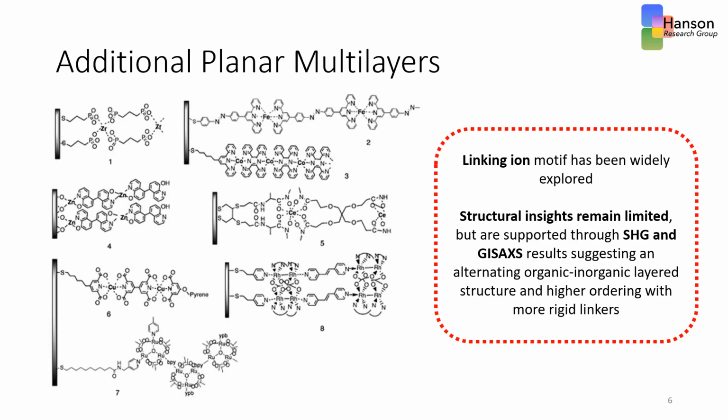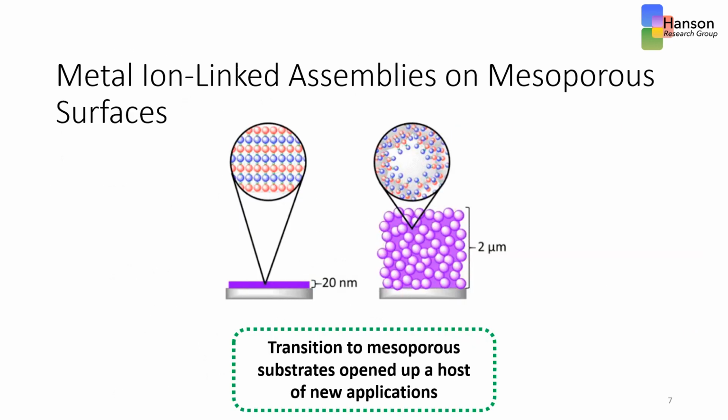Further ion-linked bilayer studies focused on varying the ion identity and manipulating photoactive properties. Still, structural insights remain limited, but are supported through the use of second harmonic generation and grazing incidence small angle X-ray scattering, whose results suggest an alternating organic-inorganic layered structure and higher ordering with more rigid linkers.